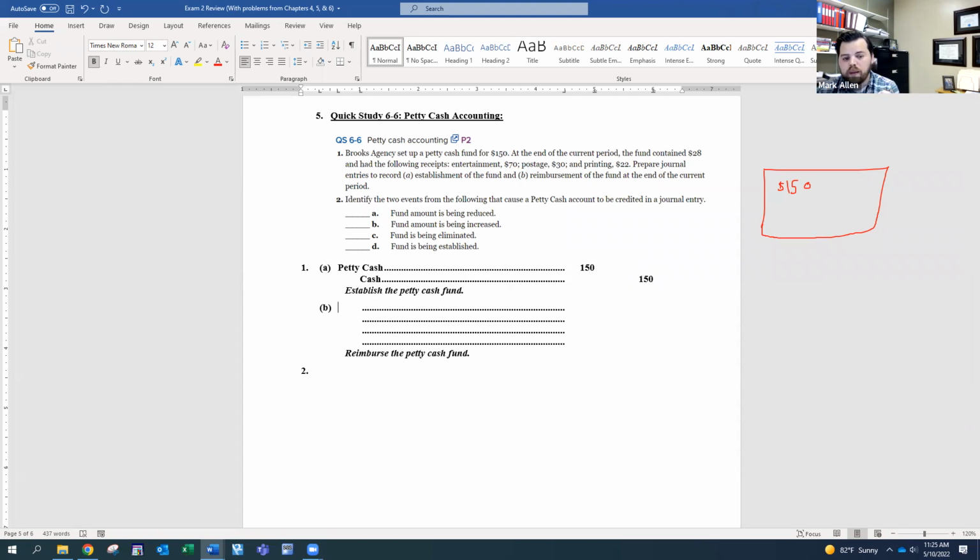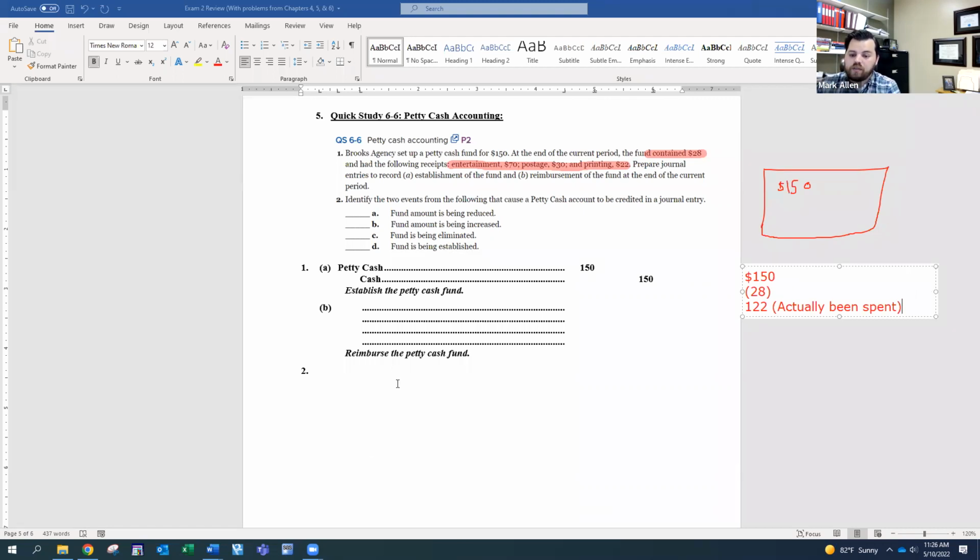So they say, reimburse the fund at the end of the current period, and realize at the end we had 28 bucks in there and we had receipts for these three things. The very first thing you should do every time you're working a petty cash problem is take the difference between the balance of the petty cash at the beginning of the period, 150, minus the amount of cash that is left. In this case, 28, that'll give you $122. This is the amount of cash that has actually been spent.